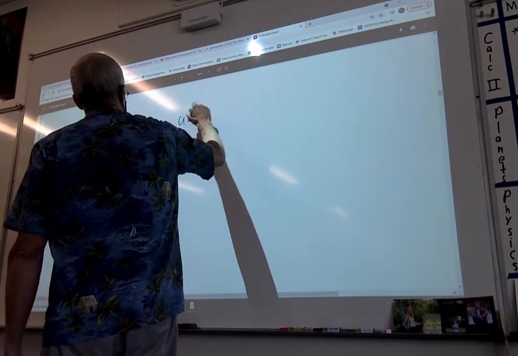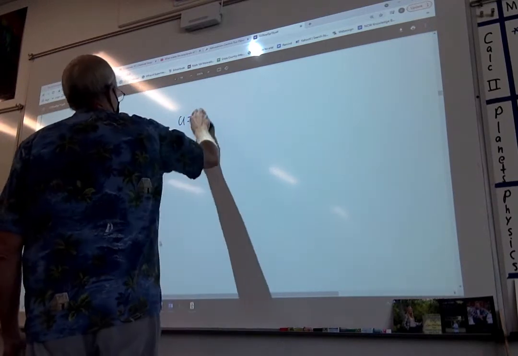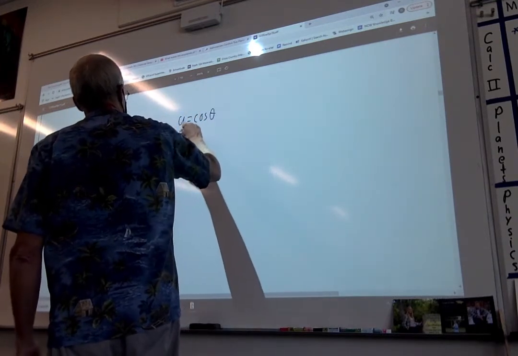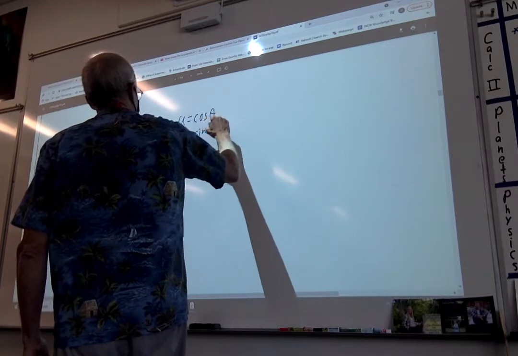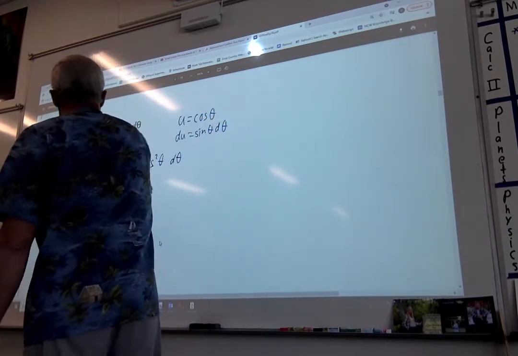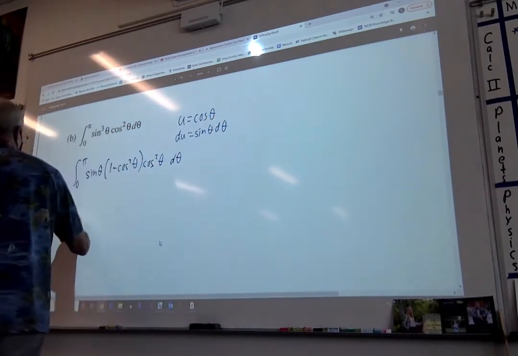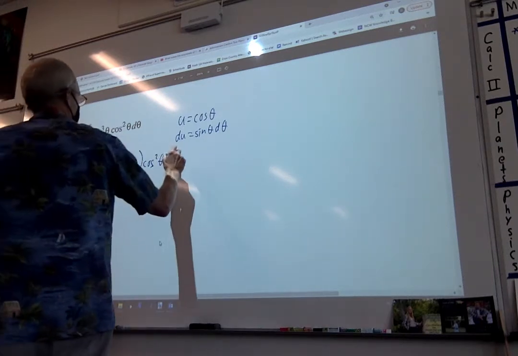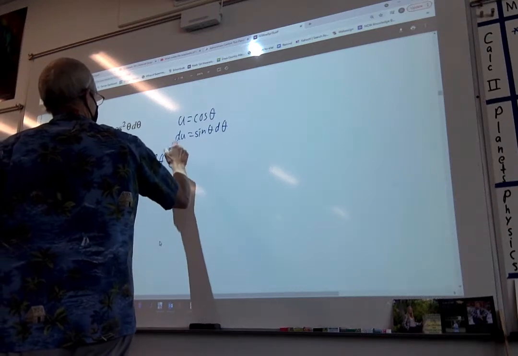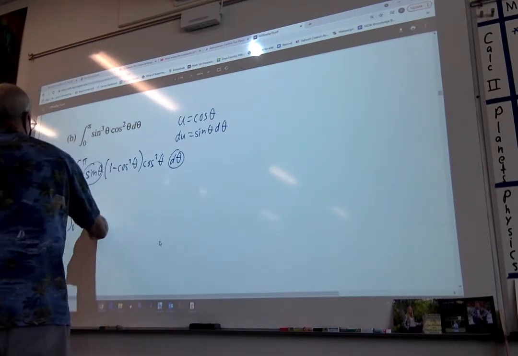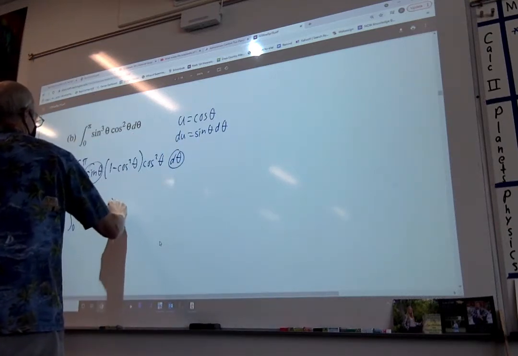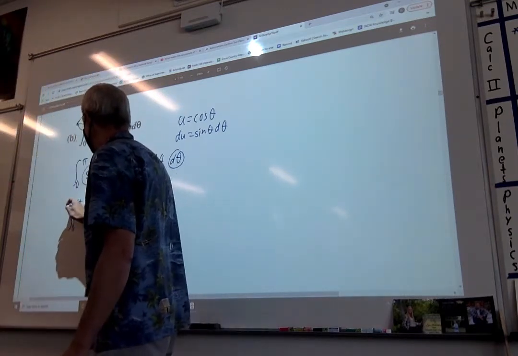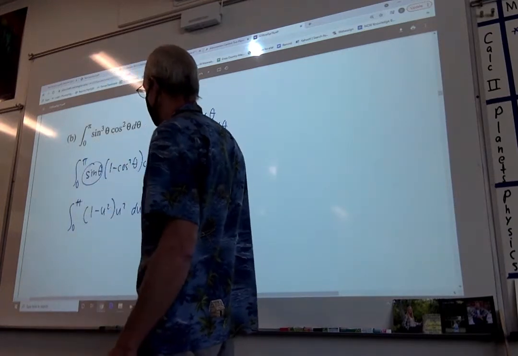Now, we let u equal cosine theta. du is sine theta d theta, which gets rid of this and that. So this just becomes the integral of 1 minus u squared times u squared du. And we have to worry about the limits. We can either change them or not, but it's real easy.